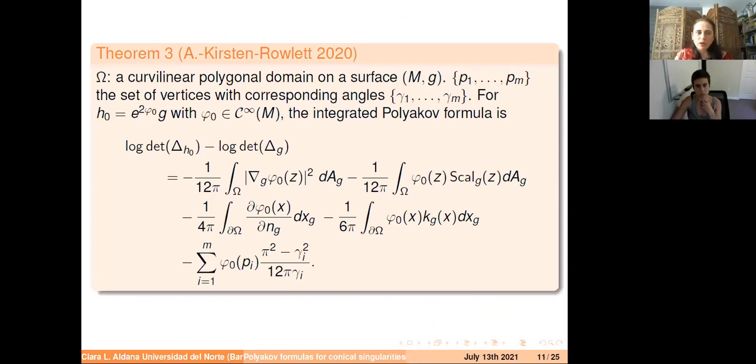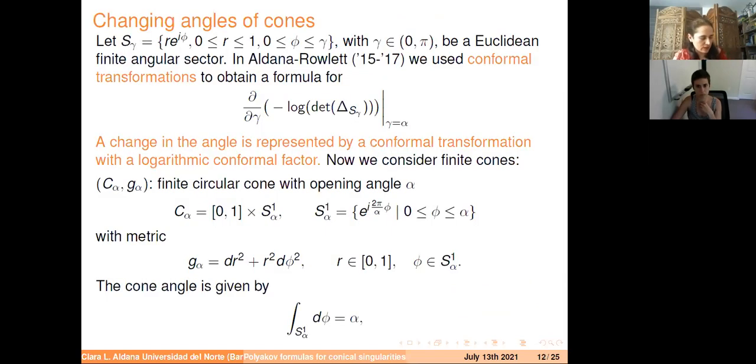Okay, now I want to tell you about how the determinant changes with angles. So I start with Euclidean sectors in the Euclidean plane with angles between 0 and pi. Together with Julie Rowlett, we proved a formula for the derivative with respect to the angular parameter of minus log of the determinant of the Laplacian on this sector. For that, we use conformal transformations. And as I mentioned, a change in the angle is represented by a conformal transformation with a logarithmic conformal factor.